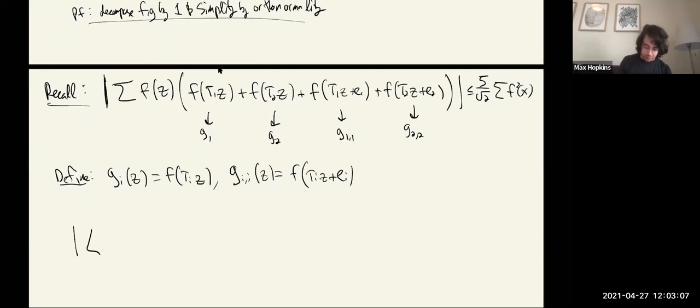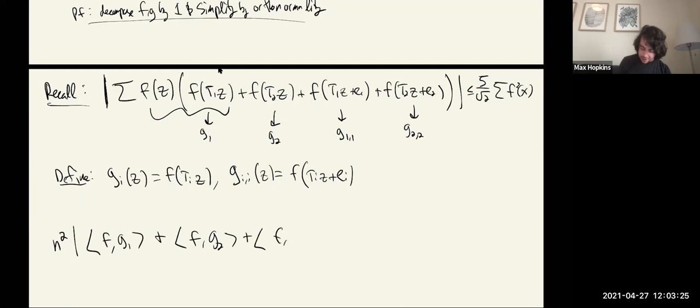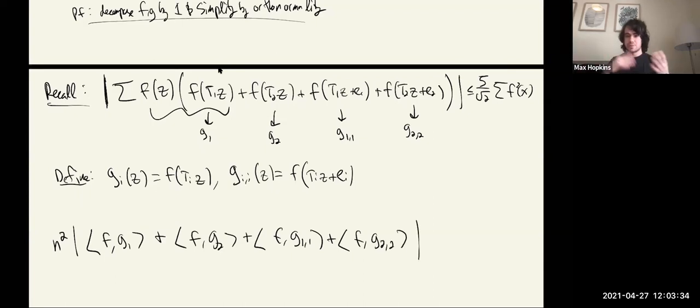We can rewrite this as just four inner products, right? Our inner product is normalized, so we need to pull out the size of the group, which is n squared. Otherwise we just have f with G1, this first term, similarly f with G2, f with G11, and f with G22. I've just restated it in a different form; I haven't done anything here.